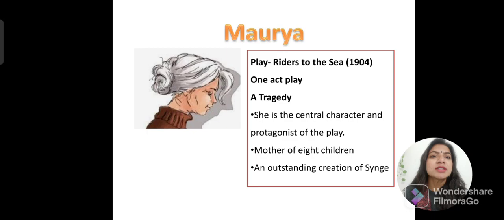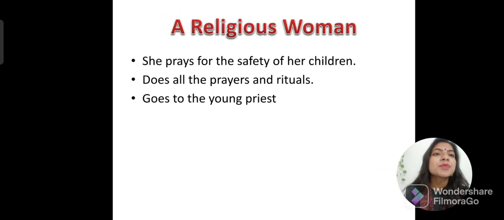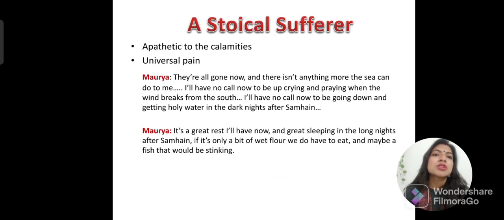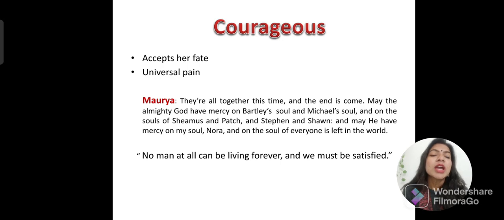Again, revising the character of Maurya, we see that she is the central character. ये आप याद रखेंगे. She is the protagonist of the play. Protagonist, ये word आपने याद रखना है. Okay, she is the mother of 8 children. She is a distressed mother. She is a religious woman. She is superstitious, a stoical sufferer, and she is courageous. So these all qualities are found in Maurya, which makes her a very strong character in Riders to the Sea.